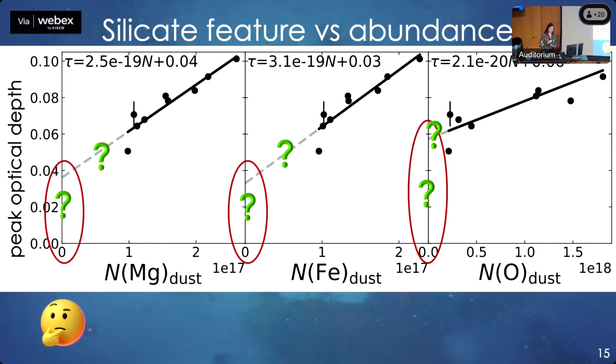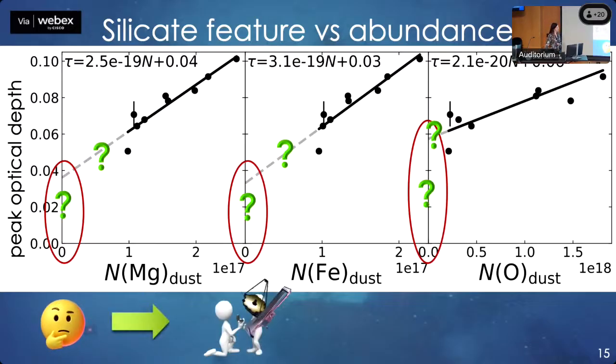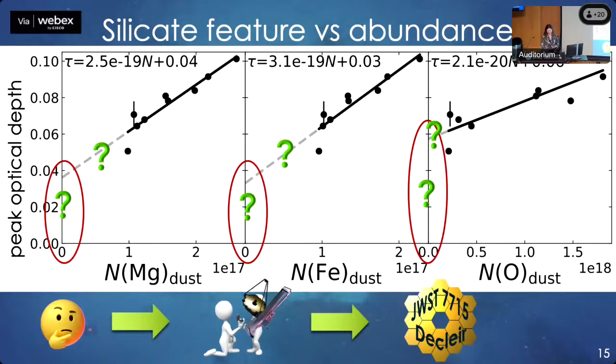Now, doesn't that sound like a great idea for a JWST proposal? We thought so too, and so did the TAC. And I'm happy to announce that we will get 25 additional sightlines, so 25 more data points on these plots, which will hopefully clear things up.